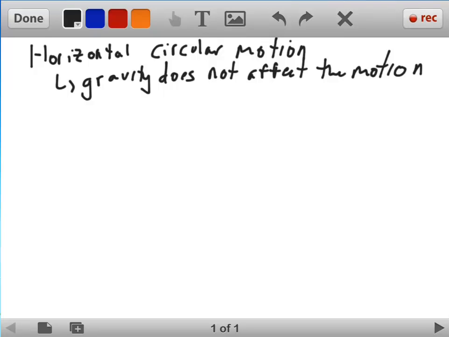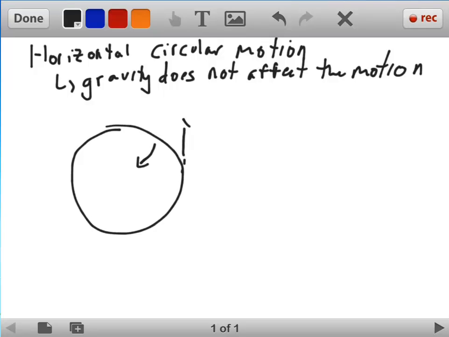Alright, this is a quick review of horizontal circular motion. Remember, when you're dealing with something moving in a circle, there is a force required to keep it going, because Newton's first law says the object wants to keep going in a straight path, and since it's curved, there has to be a force that actually pushes it in towards the center of the circle, because it's accelerating towards the center of the circle. That force is called the centripetal force, or Fc, and Fc is equal to m times ac, and ac is just v squared over r.